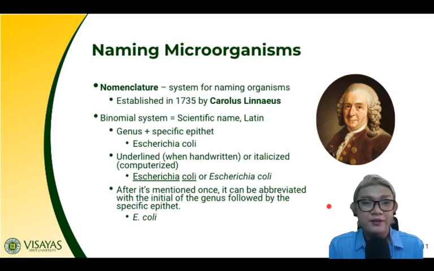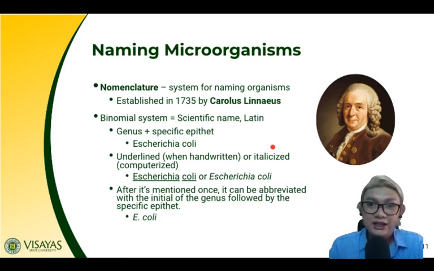Now, the system that is used for naming organisms is called nomenclature, and it was established by Carolus Linnaeus in 1735. The system is called a binomial system, binomial meaning two. So a particular organism is given two names, and those two names are called the scientific name. That is the universal name given to a particular species. The language used is Latin, because Latin is a dead language. It does not evolve anymore. So if you refer to a particular organism with that scientific name, then all of the people would understand because they have the same meaning. Okay? So say, for example, Escherichia coli. The genus name is Escherichia, and the specific epithet is coli.